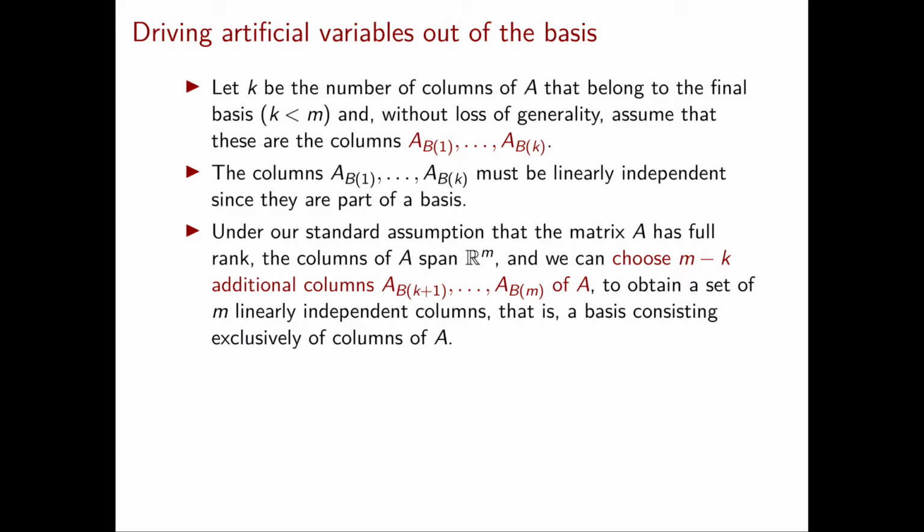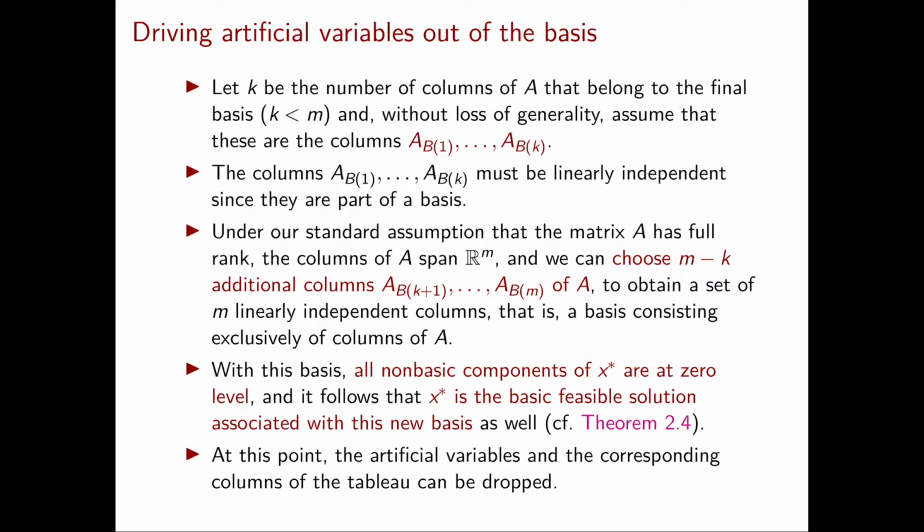Now we need to use our assumption that the matrix A has full rank. This means that there exist m linearly independent columns in A. And it is a basic fact of linear algebra that there exist m minus k additional columns of A that, together with our k, form a basis of R^m. Now, if we use these additional columns to obtain a new basis, we indeed obtain a new basis for our solution x star. And this is once again because of our old theorem 2.4. In fact, we just need to observe that all the non-basic components of x star are at zero level.